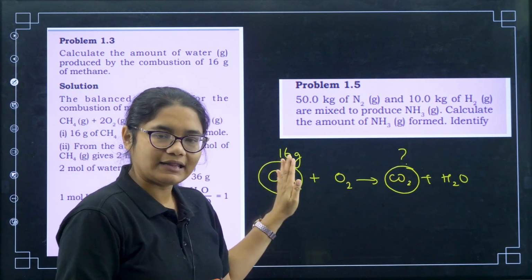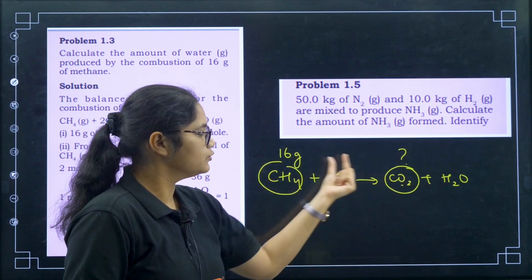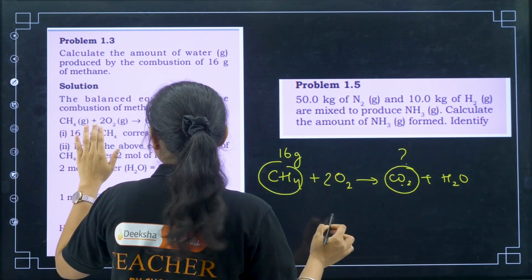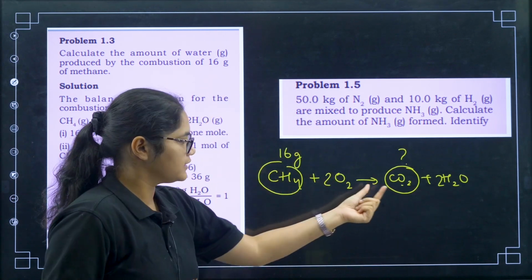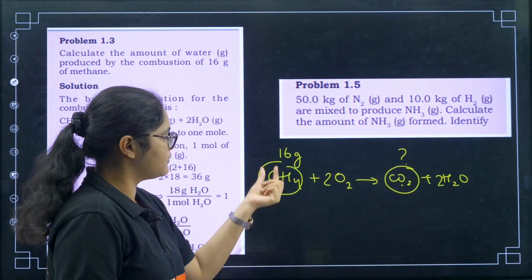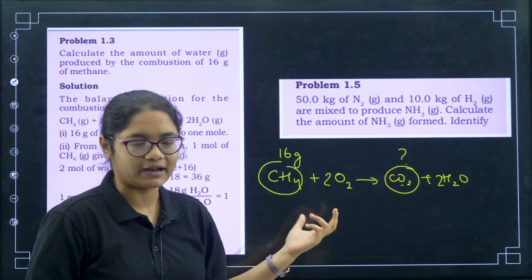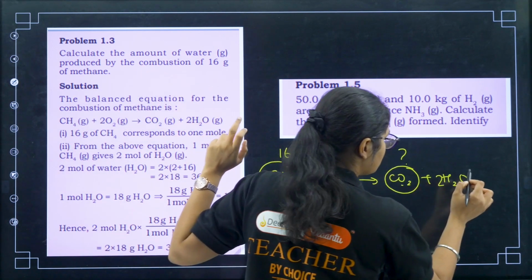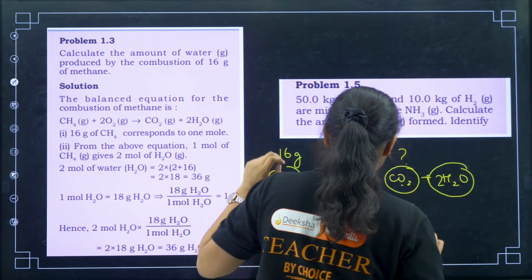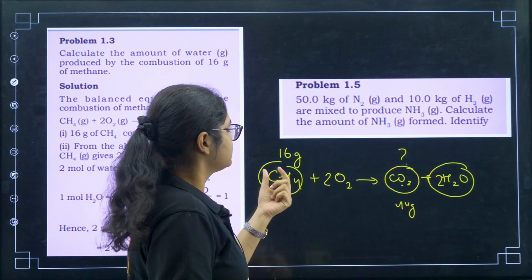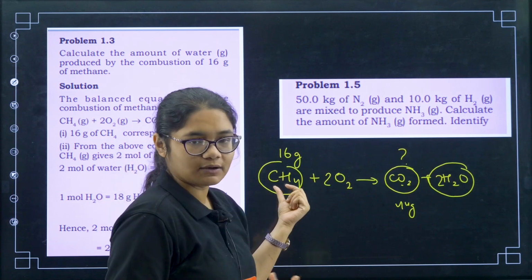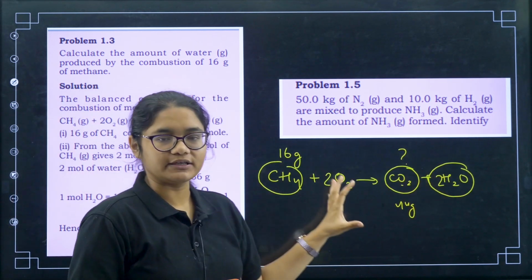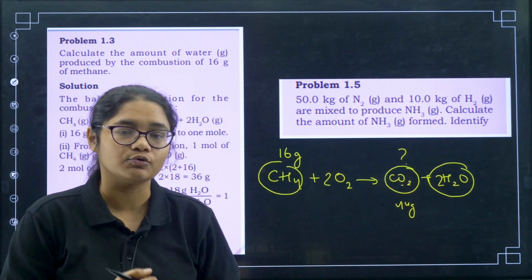Whenever only one reactant is given, you can directly use the stoichiometric relation. The balanced reaction shows 1 mole of methane giving 1 mole of carbon dioxide, and 1 mole is 16 gram, so 44 gram of carbon dioxide will be produced. The question also asks for water. 1 mole of methane gives 2 moles of water, so 16 gram, that is 1 mole, will give 2 moles, meaning 36 gram of water will be produced. These types of questions are very easy and can be asked in your 2 mark section.